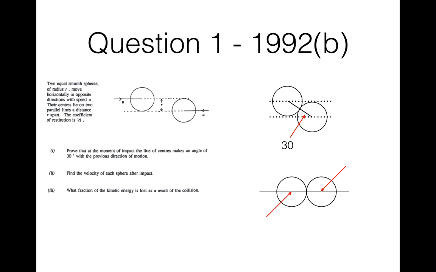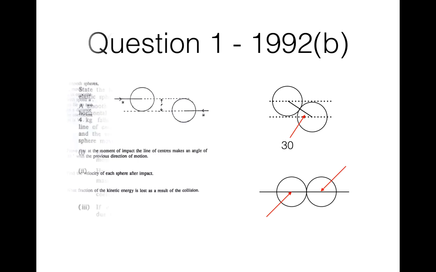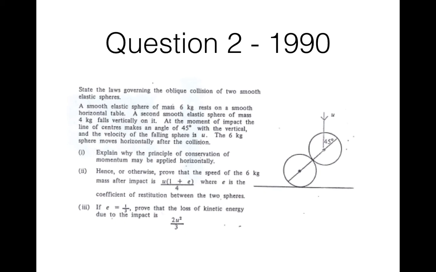I'm going to have a look at question 2 of the unusual question variety. Okay, this is from 1990. The first paragraph there: state the laws governing the oblique collision of two smooth spheres. You're just stating the principle of conservation of momentum and Newton's elastic law. Then we're told a smooth elastic sphere of mass 6 kg rests on a smooth horizontal table. That's the bottom sphere. A second smooth elastic sphere of mass 4 kg falls vertically on it, so it travels down. At the moment of impact, the line of centres makes an angle of 45 degrees with the vertical, and the velocity of the falling sphere is u.